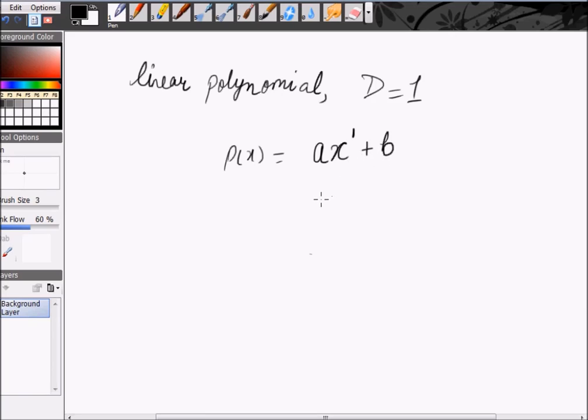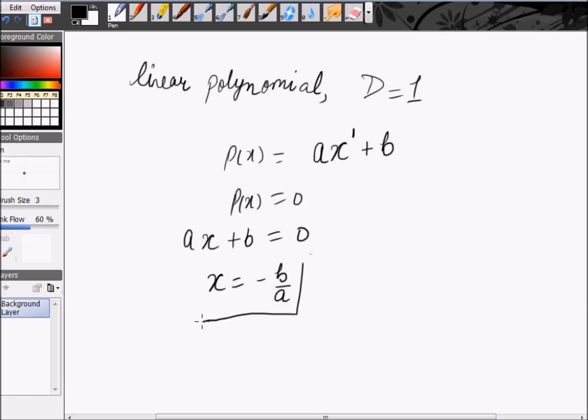Now, to find the zero of a linear polynomial, put p of x equal to 0. That is, a x plus b equals 0, which gives us x equals minus b over a, which is the required zero. Let the zero be denoted by alpha. Therefore, alpha equals minus b by a is the required relationship.